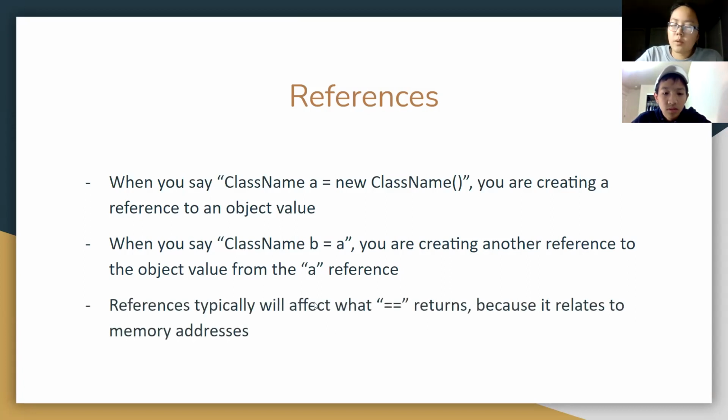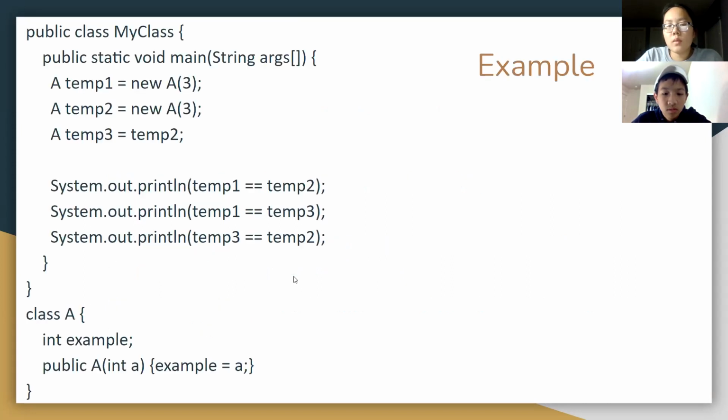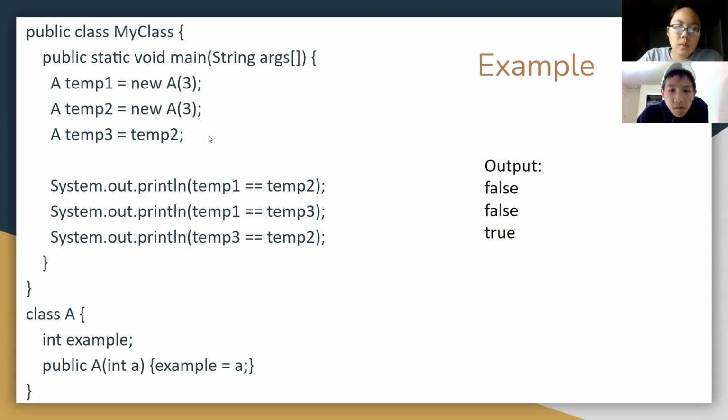And this will affect what equals returns because it's related to memory addresses. So when Leo was explaining this, why I used equals was to better explain what happens specifically with equals and why the output is false, true. Because when we look at this, we have class A, we have an integer example. It should be private, isn't it? I know, but oh well.